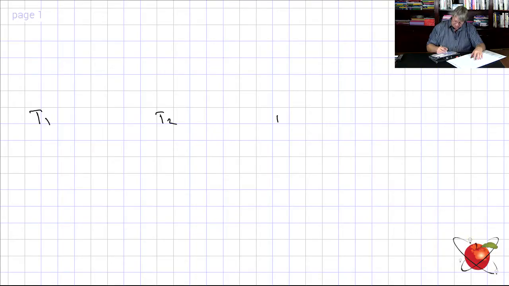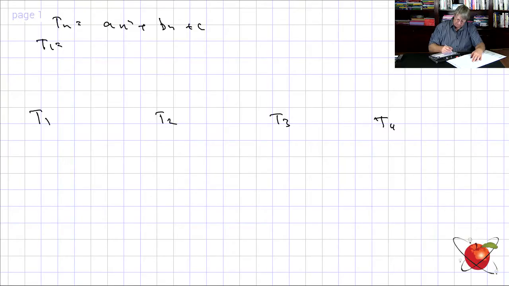Okay, so let me start here. T1, T2, T3, and T4. So first of all, Tn is equal to an squared plus bn plus c. Therefore, they are coefficients, aren't they? A, b, and c are coefficients. They are the numbers that we're looking for, right? So we're looking to solve for a, b, and c, right?